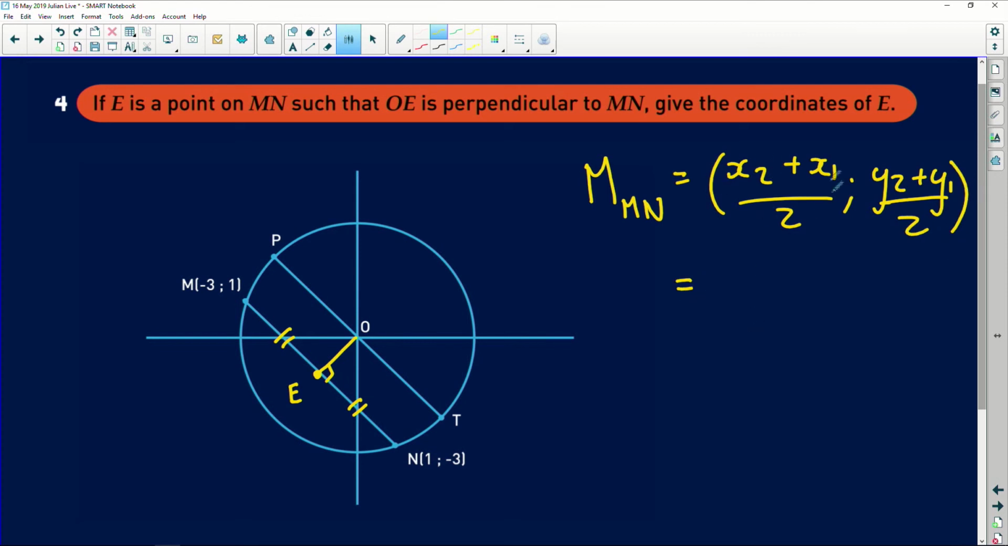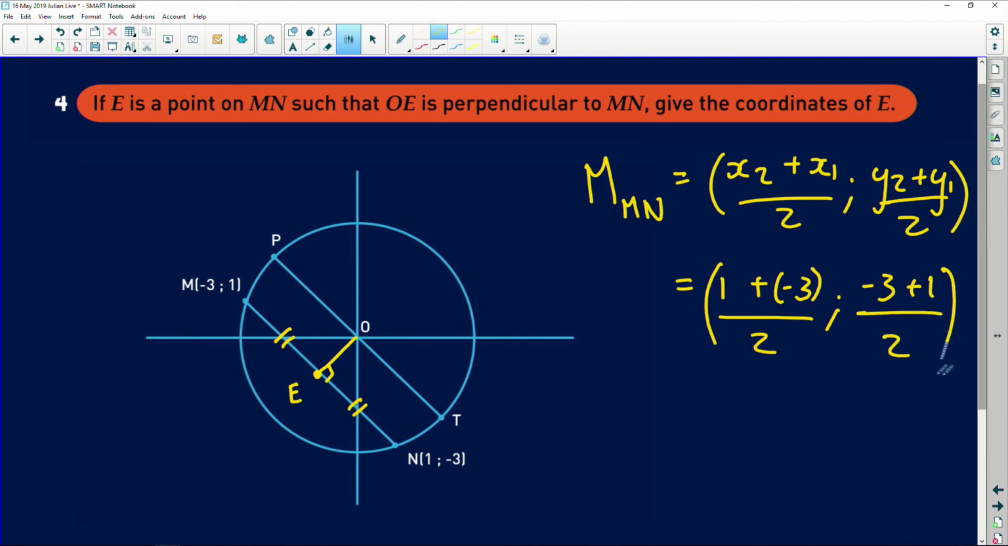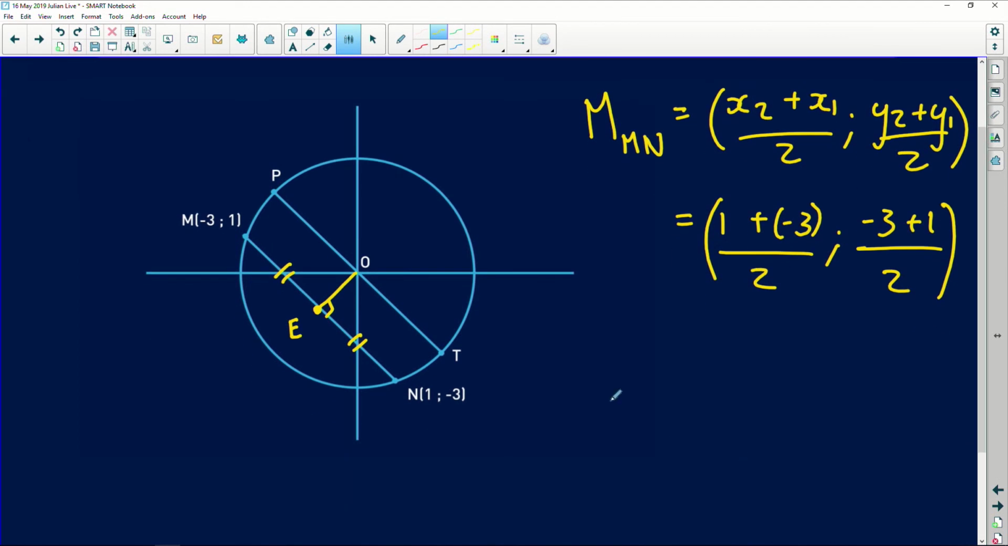Now if we substitute in these 2 points, my x2, I'm going to have it as 1, and my x1, I'm going to have it as -3. So plus -3, and I'm going to divide that by 2. My y2, I'm going to have as -3, and I'm going to add my y1, which is going to be 1. And I'm going to divide that by 2. This is using my midpoint formula.